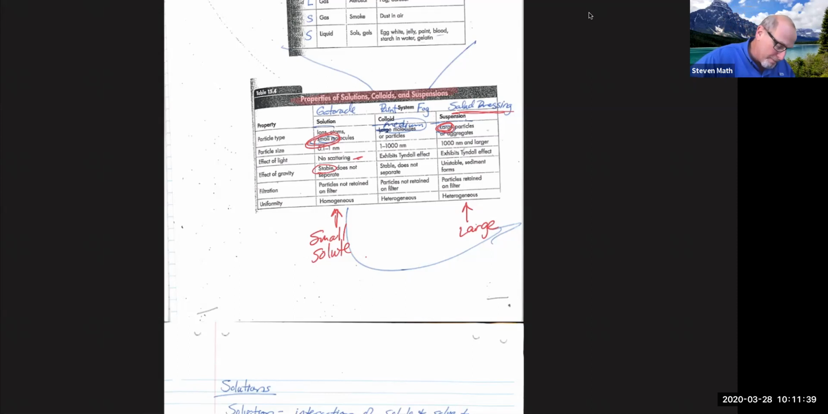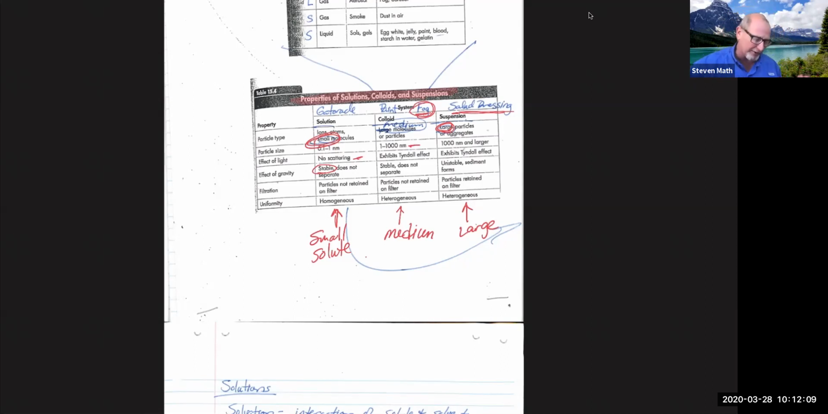Now the one in the middle is the one that's kind of unique. These are medium particles, and these are called colloids. For colloids, the best example I have for you guys is fog. Fog is a colloid. Fog is when you have moisture, very small water particles that are just hanging, suspended. These are medium-sized particles, and they exhibit the Tyndall effect.